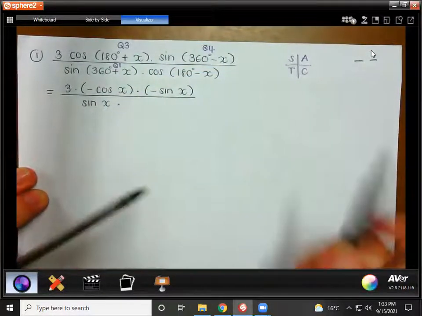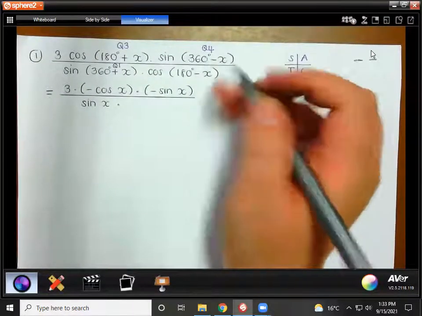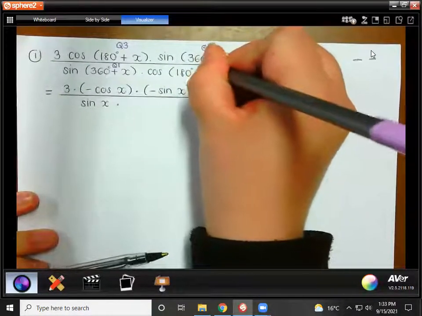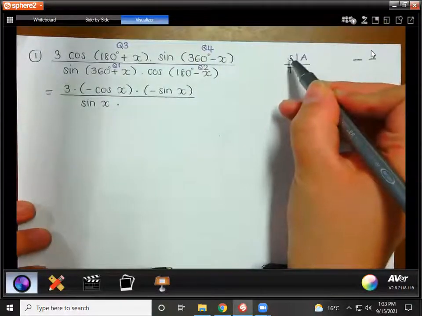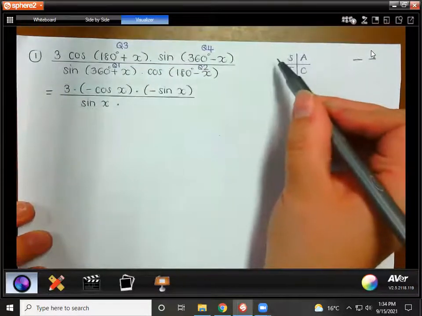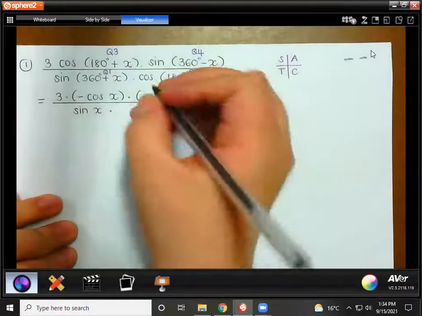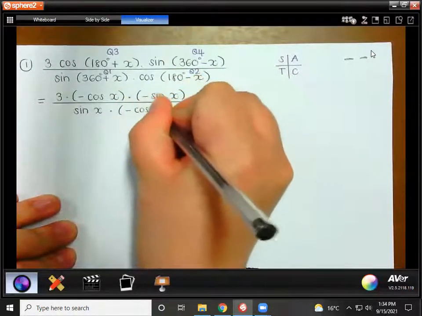Okay? Cos 180 minus x. Which quadrant is 180 minus x in? Quadrant 2, hey? Remember, because that's 180, and then we're subtracting an acute angle. That will get us in the second quadrant. What is cos in the second quadrant? Negative. So we change that to negative cos x.